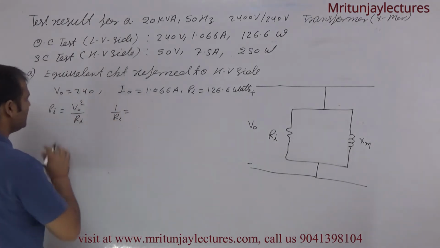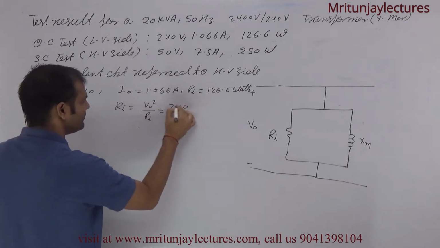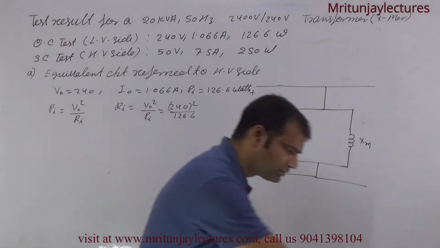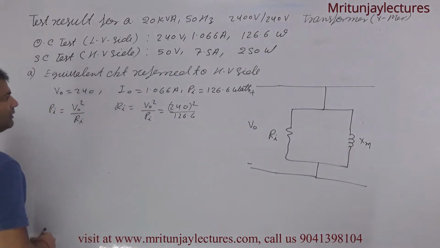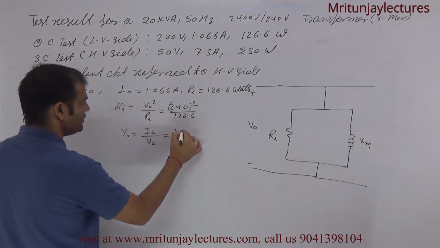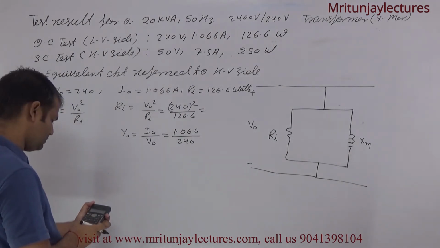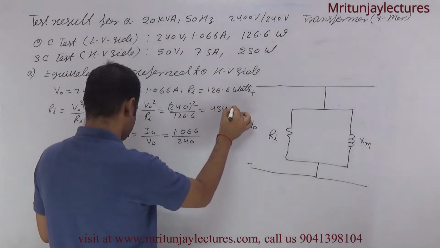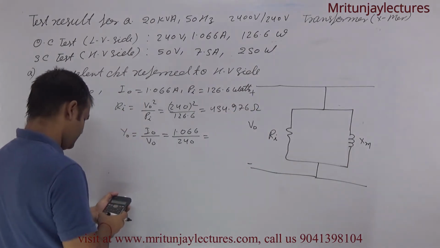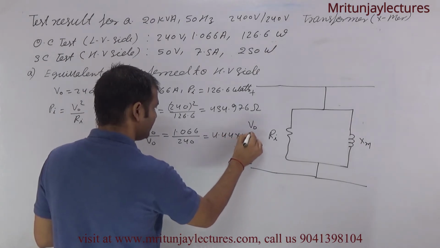What about RI? RI is equal to V0 square divided by PI, that is 240 square divided by 126.6 watt, which is 454.976 ohm. And Y0 is I0 divided by V0, that is 1.066 divided by 240, which is 4.44 into 10 to the power minus 3 ohm inverse.